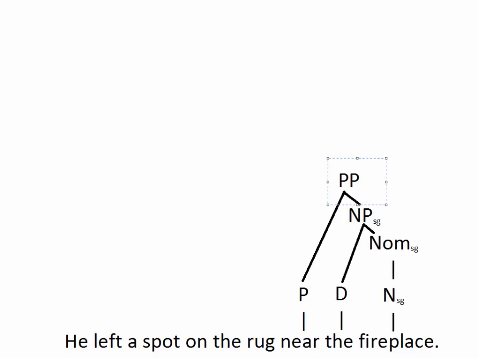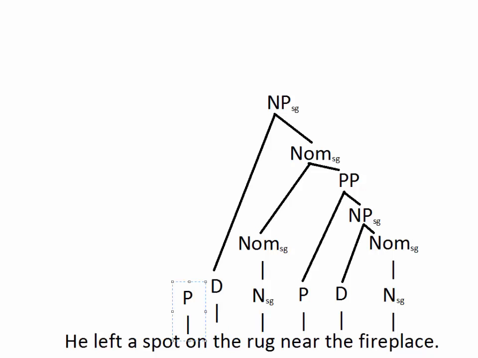The ambiguity in this sentence rests on where near the fireplace, that prepositional phrase, goes. It could modify either rug or spot. Okay? Let's start with rug. It can modify where the rug is located, not necessarily where the spot is. If it modifies rug, then it will combine with the nominal headed by rug to make a bigger nominal. The rug near the fireplace will then serve as the object of the preposition to give us the prepositional phrase on the rug near the fireplace.